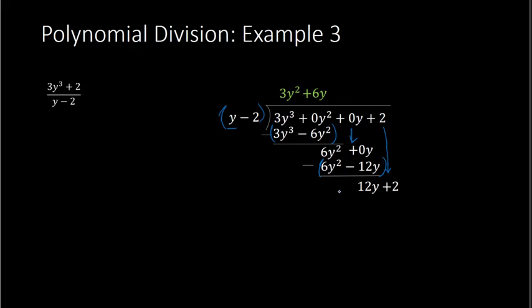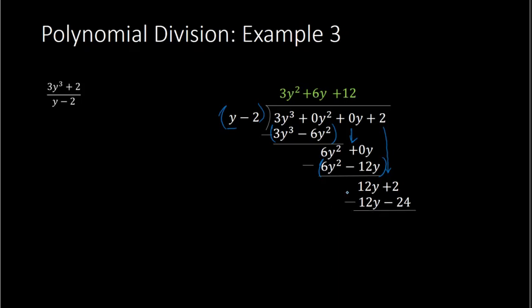I repeat the process one more time, and I see how many times y goes into 12y. And that's going to be 12. 12 times y is 12y. And then I take 12 times the entire quantity of y minus 2, and that's going to give me 12y minus 24.